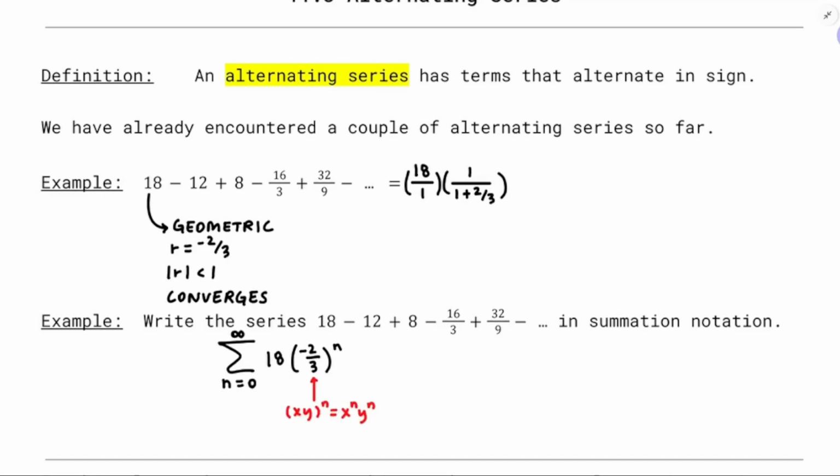I'm just going to remind you of this exponent property. If I take a product to a power, I can distribute the power over a product in a way that I cannot over a sum or a difference. Okay, so I'm going to look at that negative 2/3 as a negative 1 times 2/3. And then I'm going to hold that off to the side and say, all right, 18 times 2/3 to the n, that's the actual number in the geometric series that you can see. And that negative 1 to the n, that's really what's causing it to alternate.